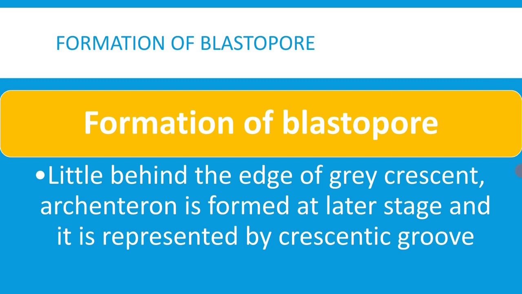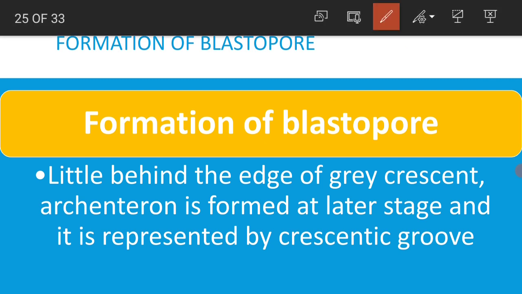Formation of blastopore. Here, a little behind the edge of the grey crescent, archenteron is formed at a later stage and it is represented by the crescentic groove. Archenteron is nothing but a primitive gut that is present during embryonic development. And the fate of the blastopore is very, very important in the classification of the animal kingdom. Because if the blastopore is converted into anus, such animals are called deuterostomes, whereas if the blastopore is converted into mouth, such animals are called protostomes.